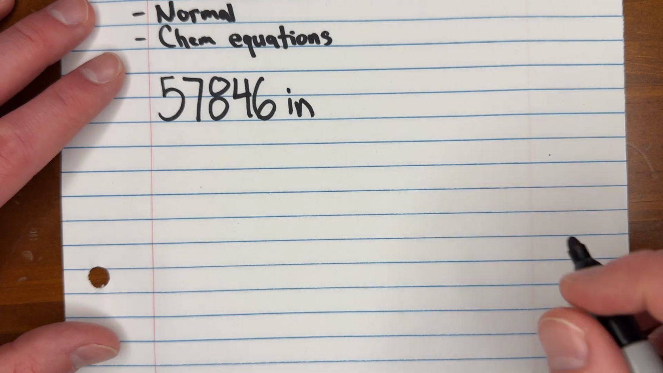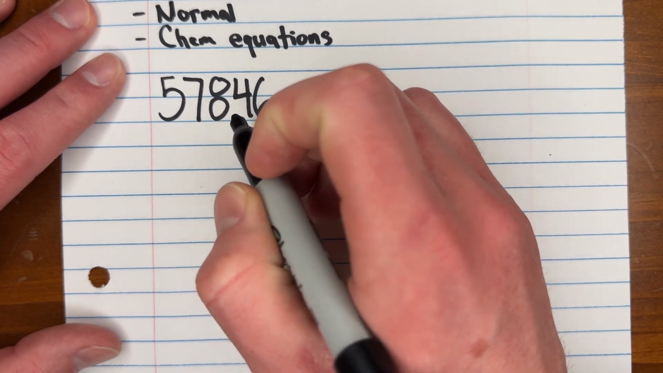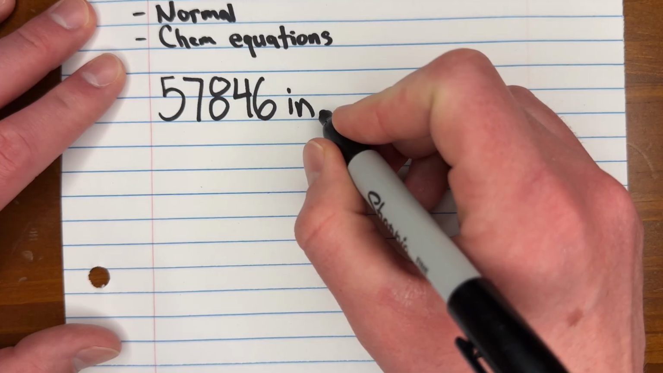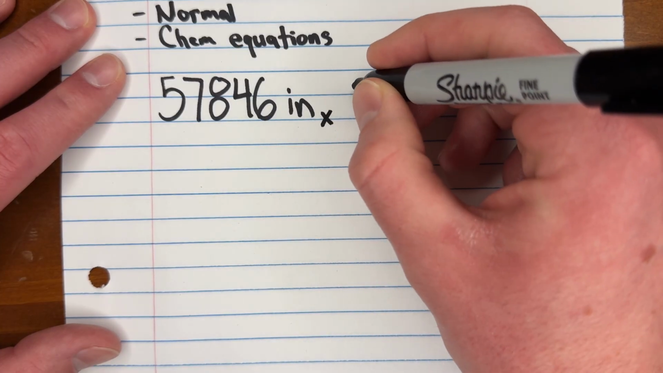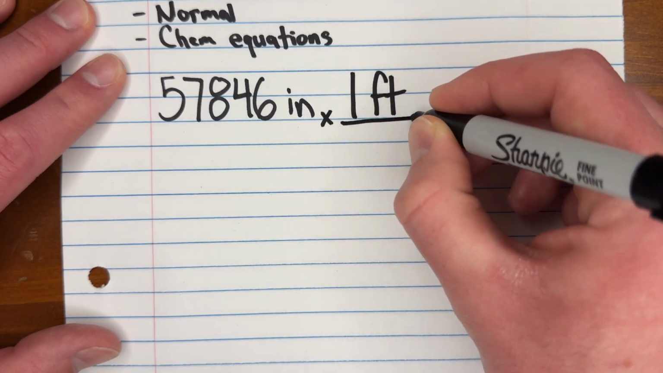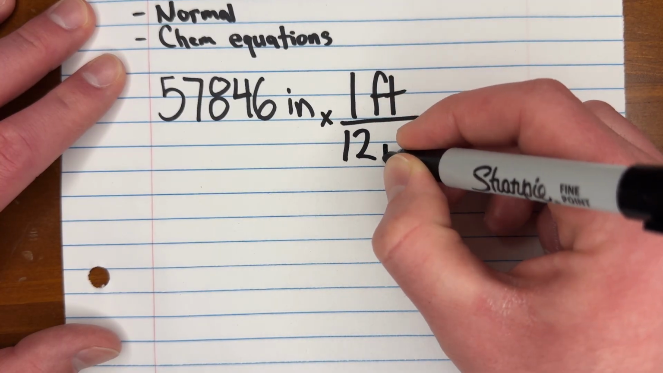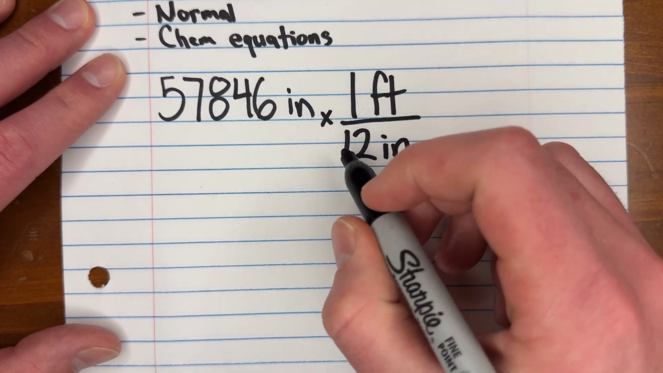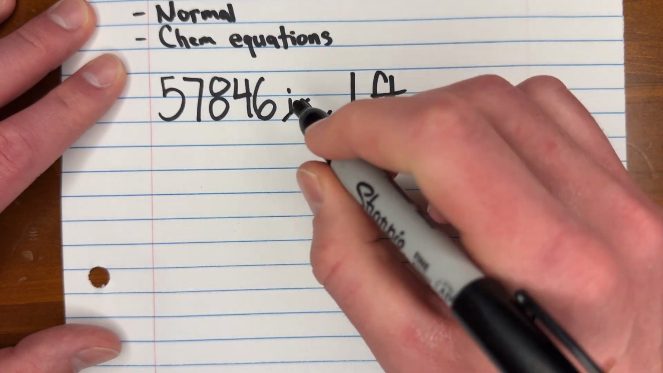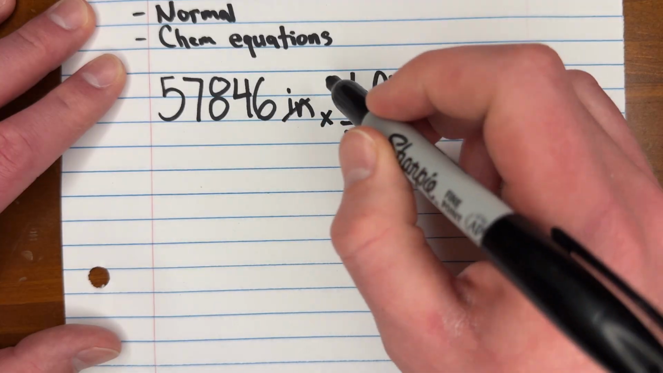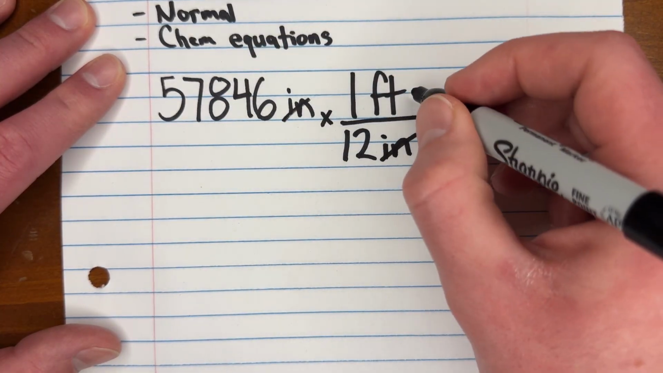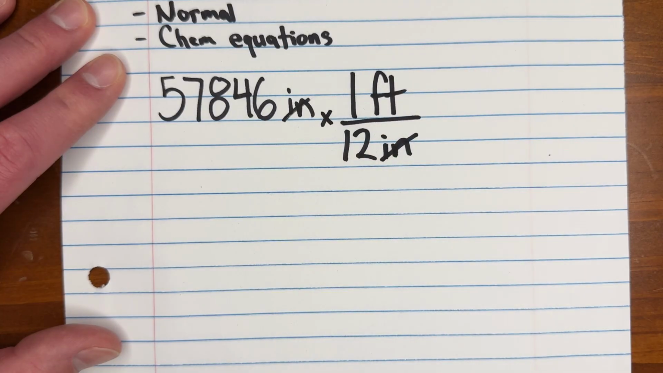So what I'm going to do is I'm going to say 57,846 inches, and instead of dividing by 12, I'm going to multiply by 1 foot over 12 inches. And the reason I do that is because this now cancels, and it tells me explicitly that I have this many feet. So if I multiply this through, it tells me right here how many feet I have.